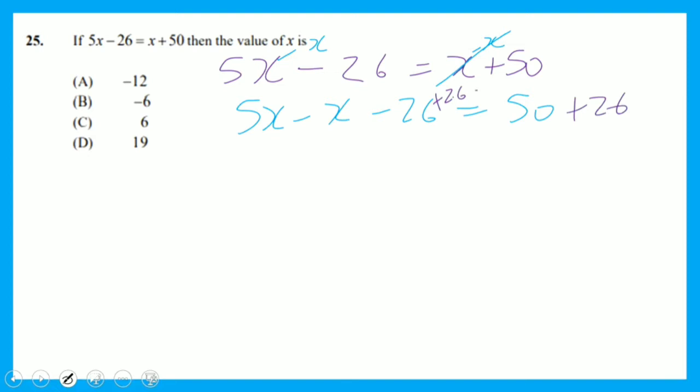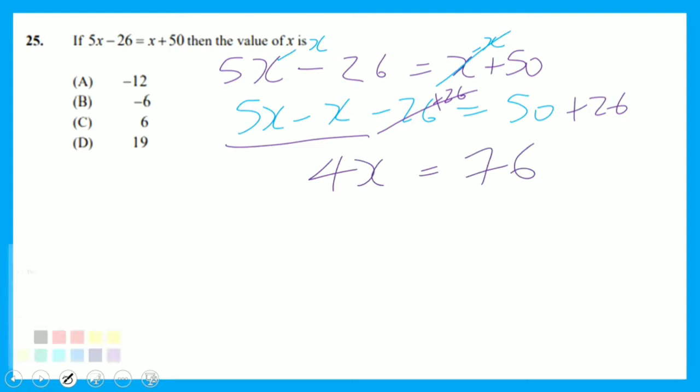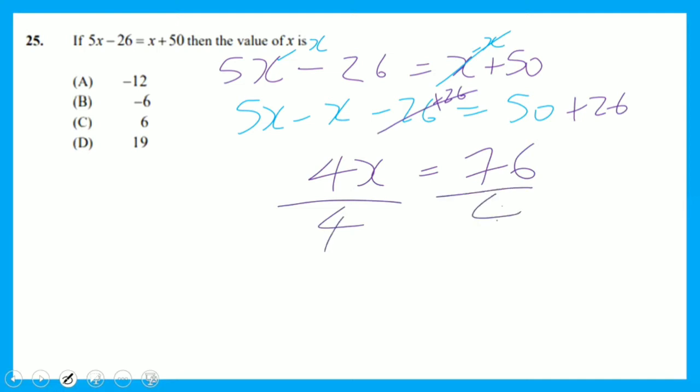Clearly, because we added 26, these two worked out to be 0. Now, 5x minus x gives us 4x. 50 plus 26 gives us 76. I'll give you a few seconds to try finishing this on your own. What would our final answer be? We want to find x, so we're going to divide by 4. And clearly our final answer would be 19. Please pause and take this down. I'm going to show another way how this question could be worked.